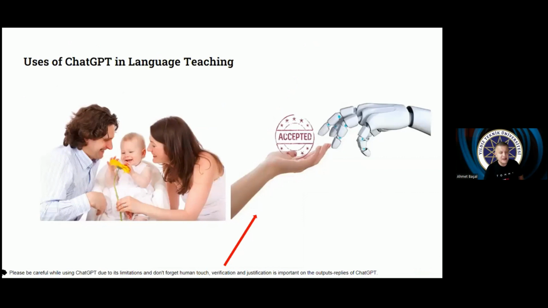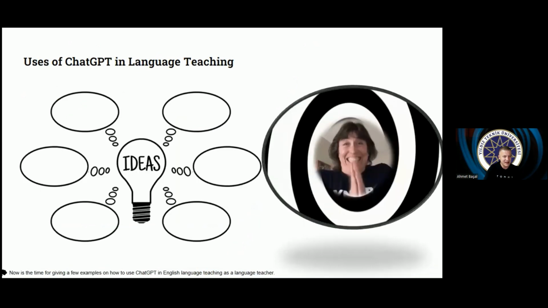Now, this is an important slide. In here on the right, you can see accepted. There is a human and artificial intelligence intersection in here. Accepted, what? The human. So human verification, human touch, and human justification is important. Aydan Hoca corrected her bio, okay, by controlling, checking it. Otherwise, it gives you misleading information. So we should pay attention to what we are getting and what we are presenting to our students.